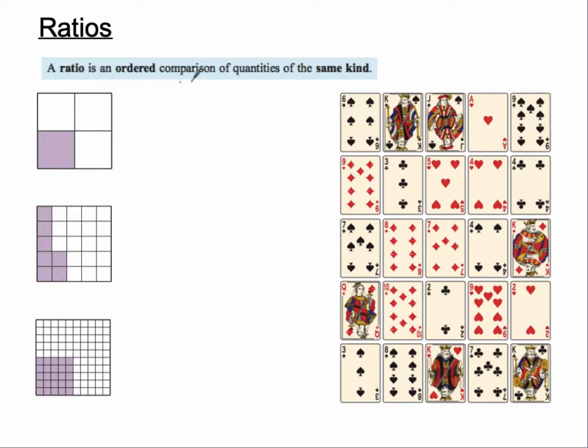Okay, so a ratio is an ordered comparison of quantities of the same kind. If we look at this picture here, we notice that one of the squares is purple, or whatever color that is, and the other three are white. So we could say the purple to white ratio is 1 to 3.